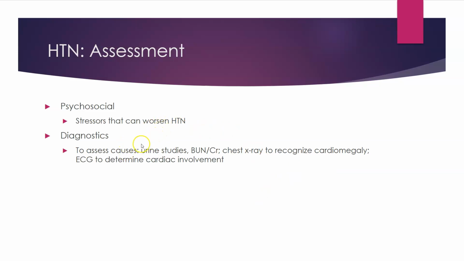Diagnostic-wise, doing your blood pressures is probably the biggest thing that you're doing with this one, but we're looking for other signs and symptoms that are leading into this. So looking at urine studies to make sure that the kidneys are not impacted, with your BUN and creatinine. You might look for cardiomegaly, so if your heart's not functioning right, that could cause hypertension as well. And you could look at your EKGs and ECGs to determine cardiac involvement.